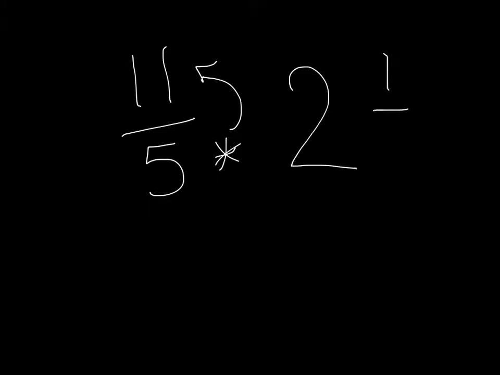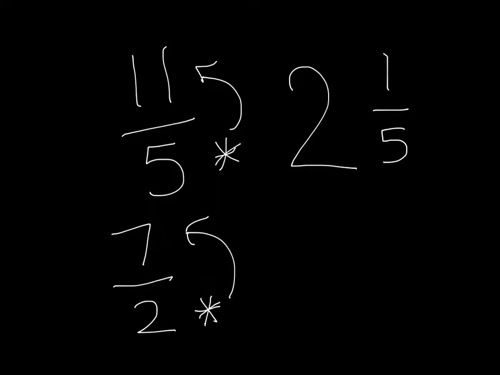So we started with 11 fifths. How many times did the denominator go into the numerator? Well, 5 goes into 11 2 times with one left over, 1/5. Let's just do one more so we make sure we understand the process. Let's have a look at 7 halves. How many times does the denominator 2 go into the numerator 7? Well, we all know that that's 3, don't we? With one left over, 1 half.